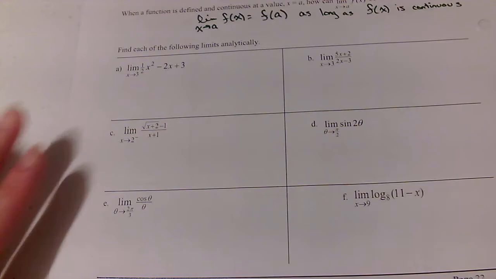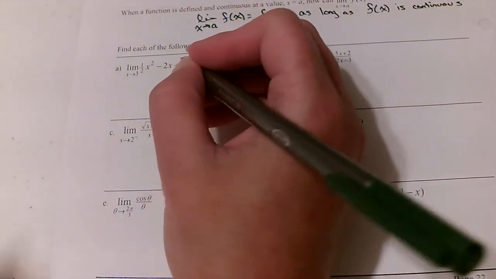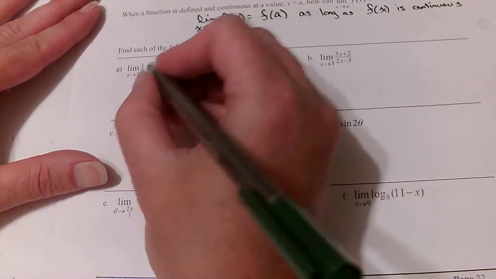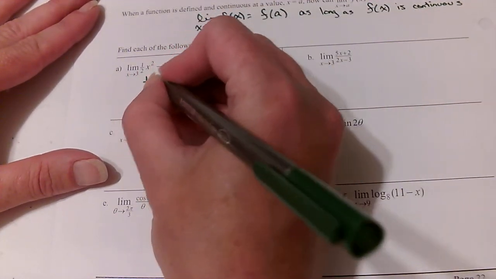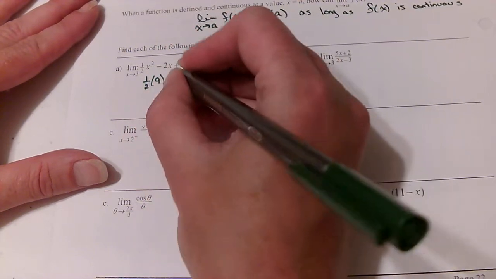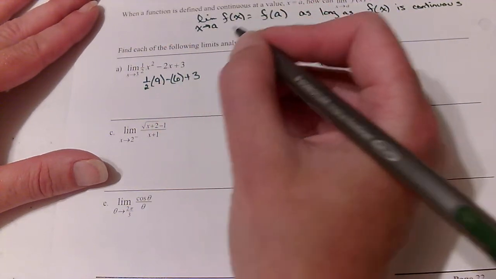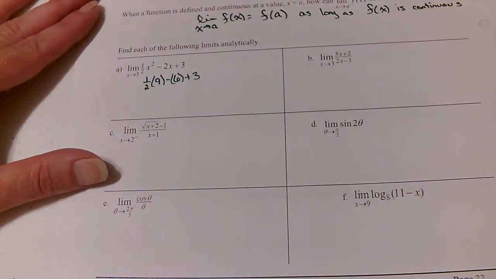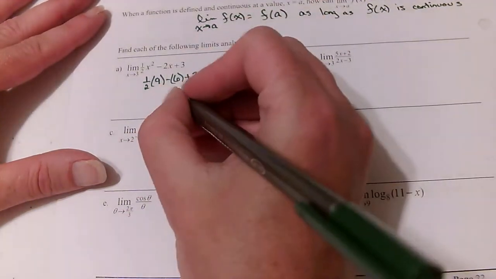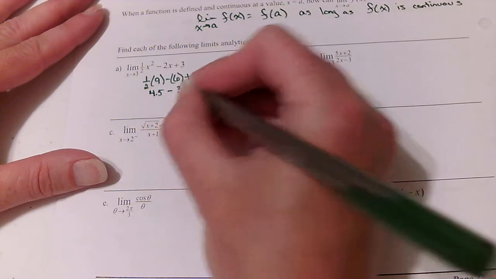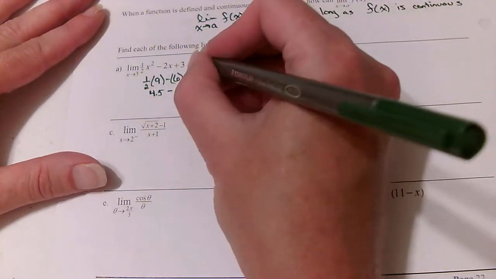So let's take the first one. If we know this is a quadratic, which is nice and smooth and continuous, if I plug in 3, I'm going to have 1/2 of 3 squared, which is 9, minus 2 times 3, which is 6, plus 3. So this is going to be 4.5 minus 3, which is going to be 1.5.